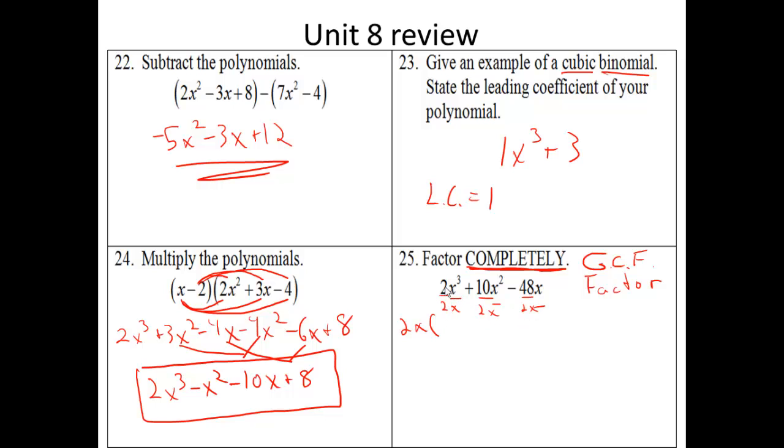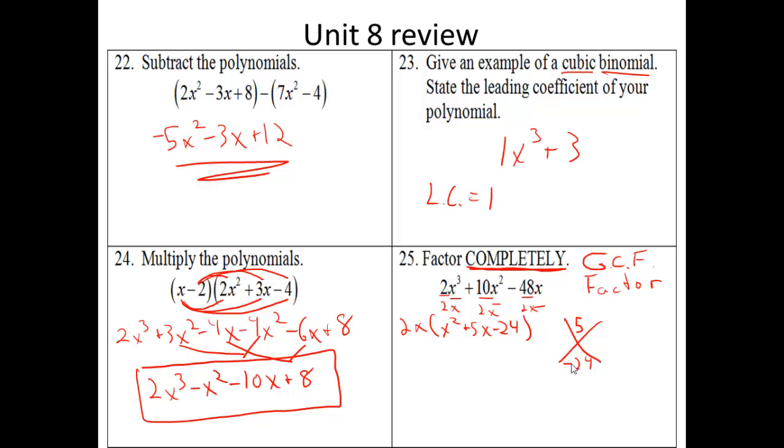So 2x to the third divided by 2x is x squared. 10x squared divided by 2x is going to be 5x. Negative 48x divided by 2x is going to be minus 24. Okay, so now what I have to look out for, can I factor what is left inside here? So I'm going to make my x. What goes in the bottom? My negative 24. What goes in the top? My 5.